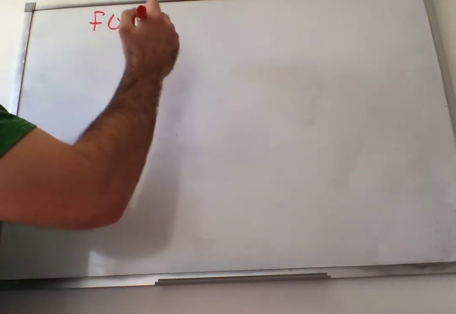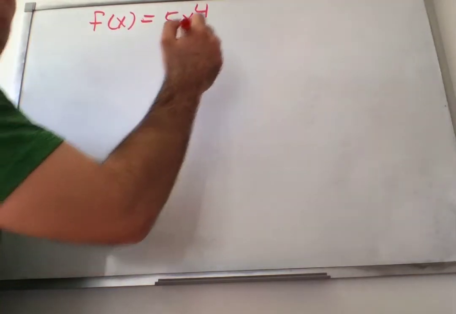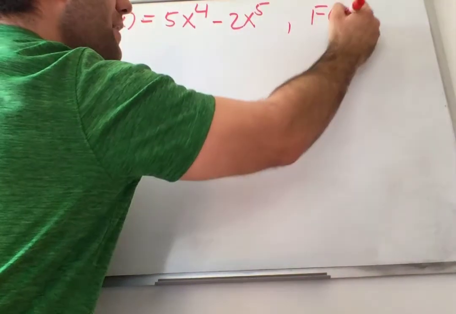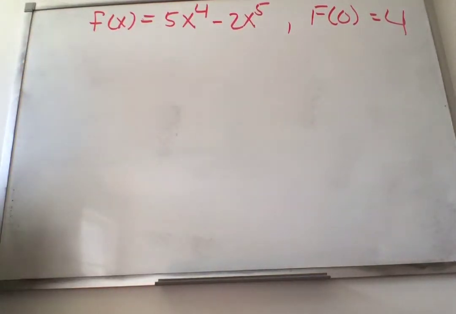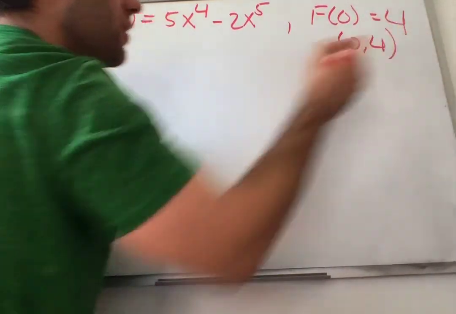Now, we're going to go through another example. This example gives you an initial condition, okay? This allows us to solve for the value c. So it tells us little f of x is equal to 5x to the 4th minus 2x to the 5th. And then they tell us big F of 0 is equal to 4. They're telling us a point on the graph of the antiderivative. The point is 0, 4.